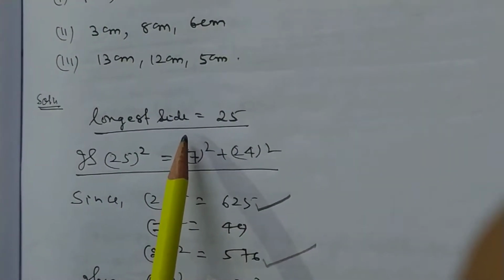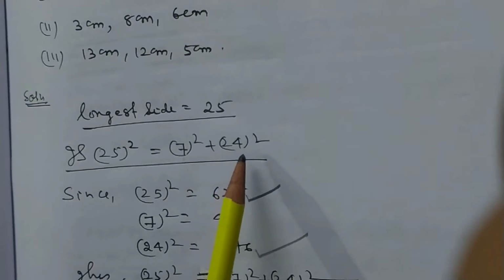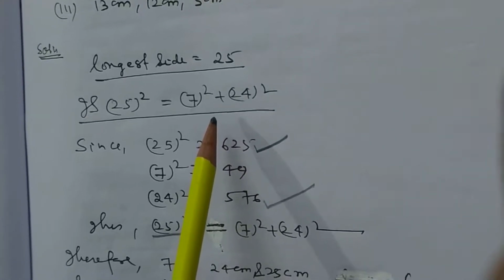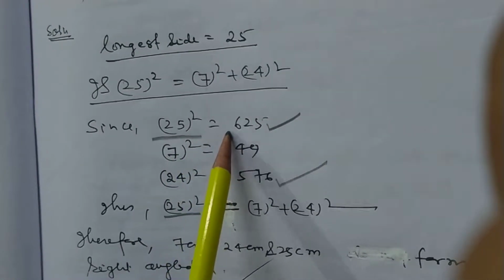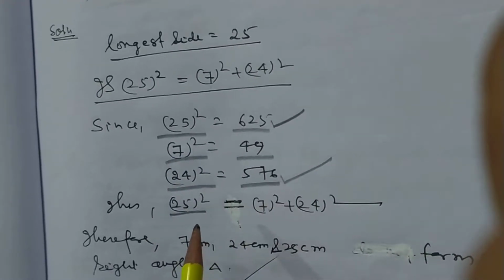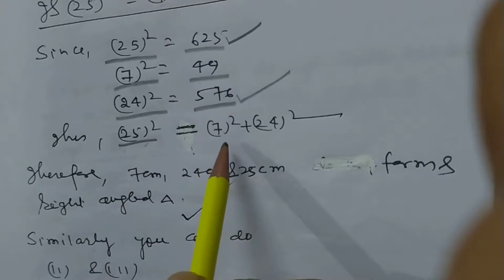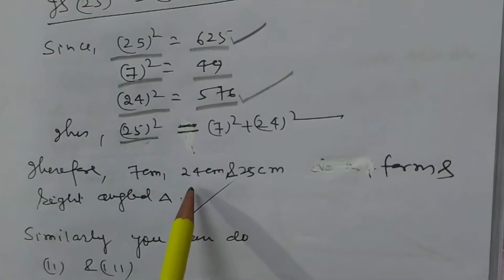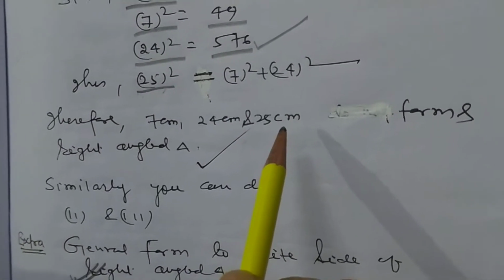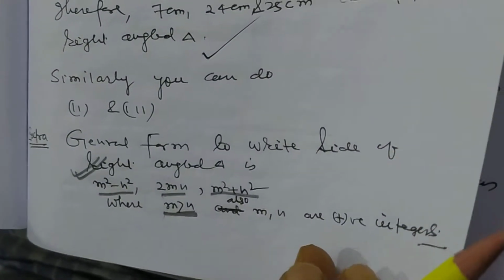We want to solve problem number 1. Longest side is 25. Is 25 square equal to 7 square plus 24 square? If it is true, then it is a right angle triangle. 25 square is equal to 625. 7 square is equal to 49. 24 square is equal to 576. Now, 25 square is equal to 7 square plus 24 square. Therefore, 7 centimeter, 24 centimeter, 25 centimeter forms right angle triangle. Now, problem number 2 and 3 you can do by yourself.